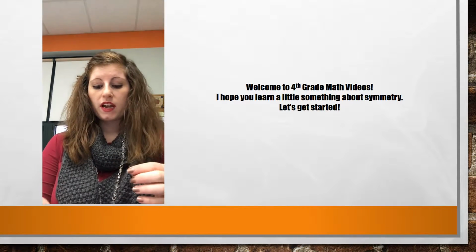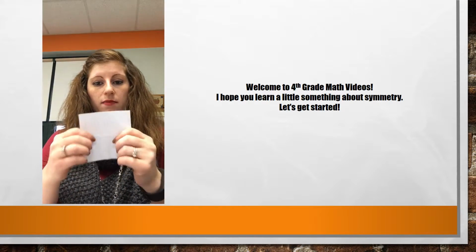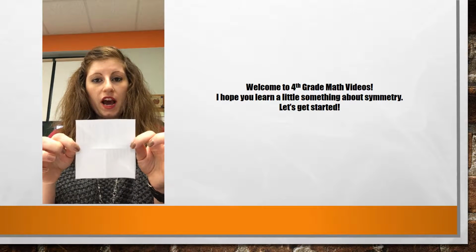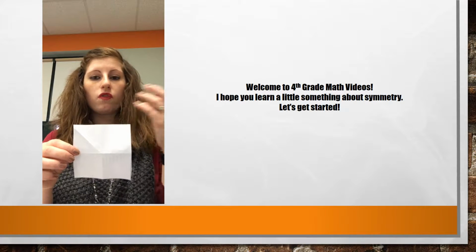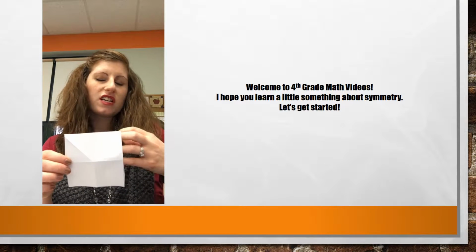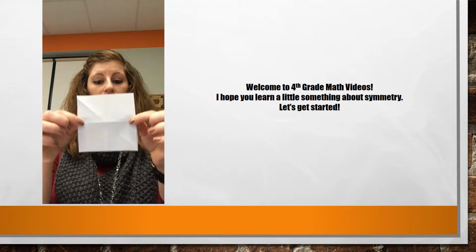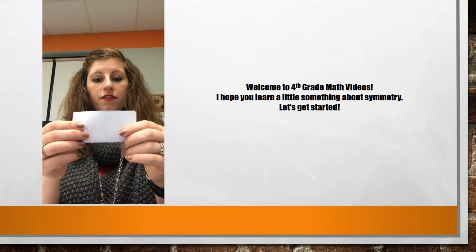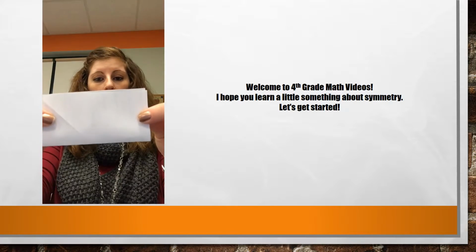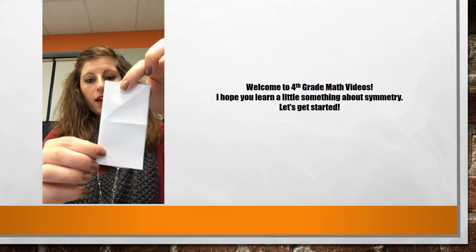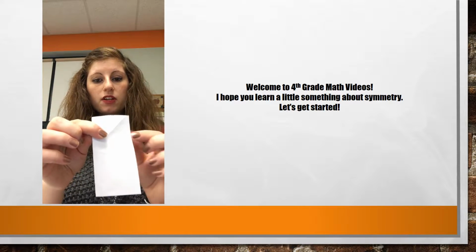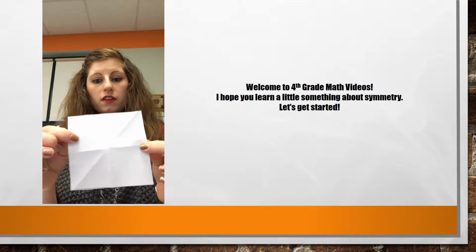And so what I did was I made an example. If we have a square, I can fold this square in half and have nothing overlap or fall over the edges. It's going to be the same on both sides. So here's my square, and I'm going to fold it in half. Okay, if you look, there's nothing overlapping. Both sides are the same. They're mirror images of each other. And so there's a line of symmetry.